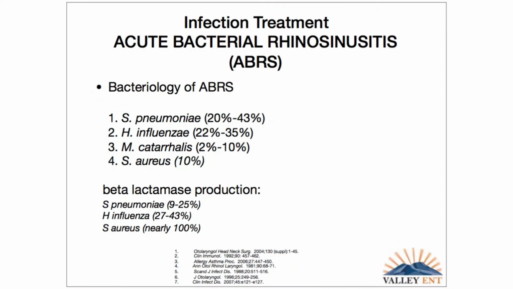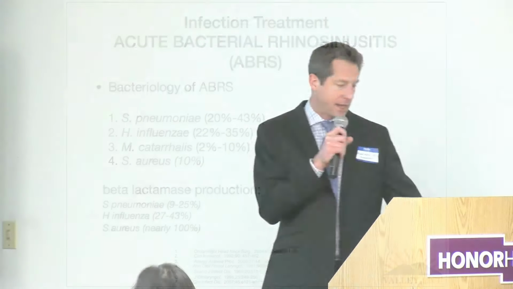The bacteriology hasn't really changed over the years. Same thing I learned in medical school: Streptococcus pneumoniae, Haemophilus influenzae, Moraxella catarrhalis, and then a small number will be from Staph aureus. Beta-lactamase production is rampant in these organisms. Strep pneumo up to 25%, H flu up to 43%, and Staph aureus, nearly 100% of strains are producing beta-lactamase. That's why in my practice I tend to start with Augmentin.